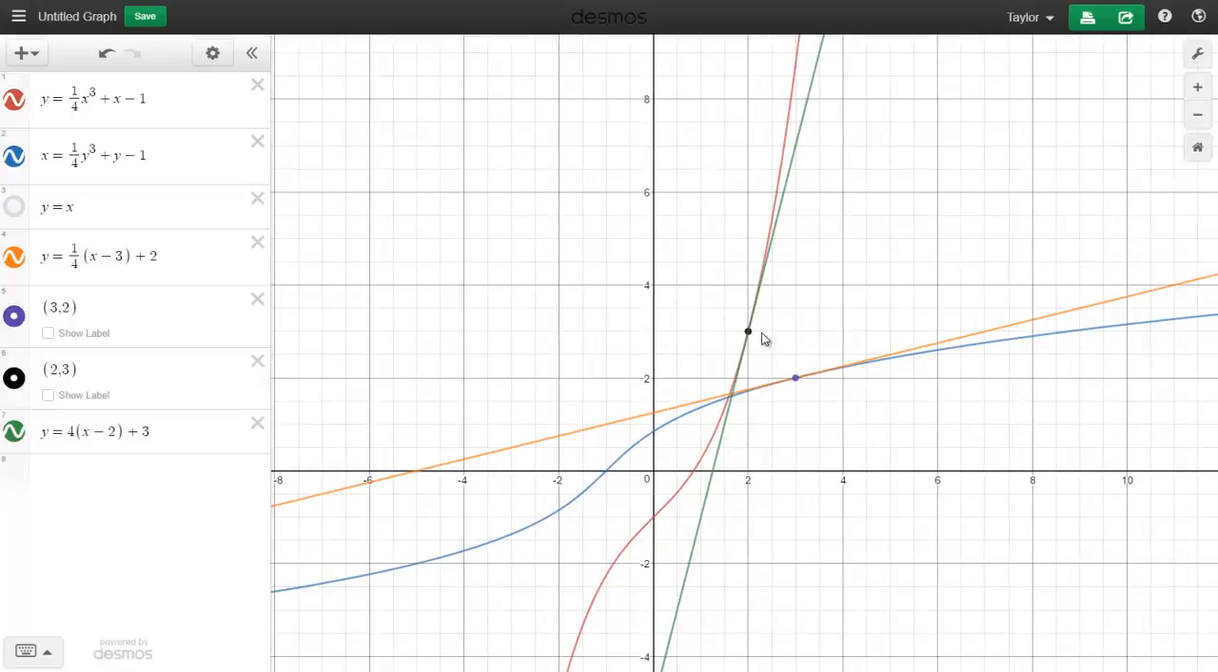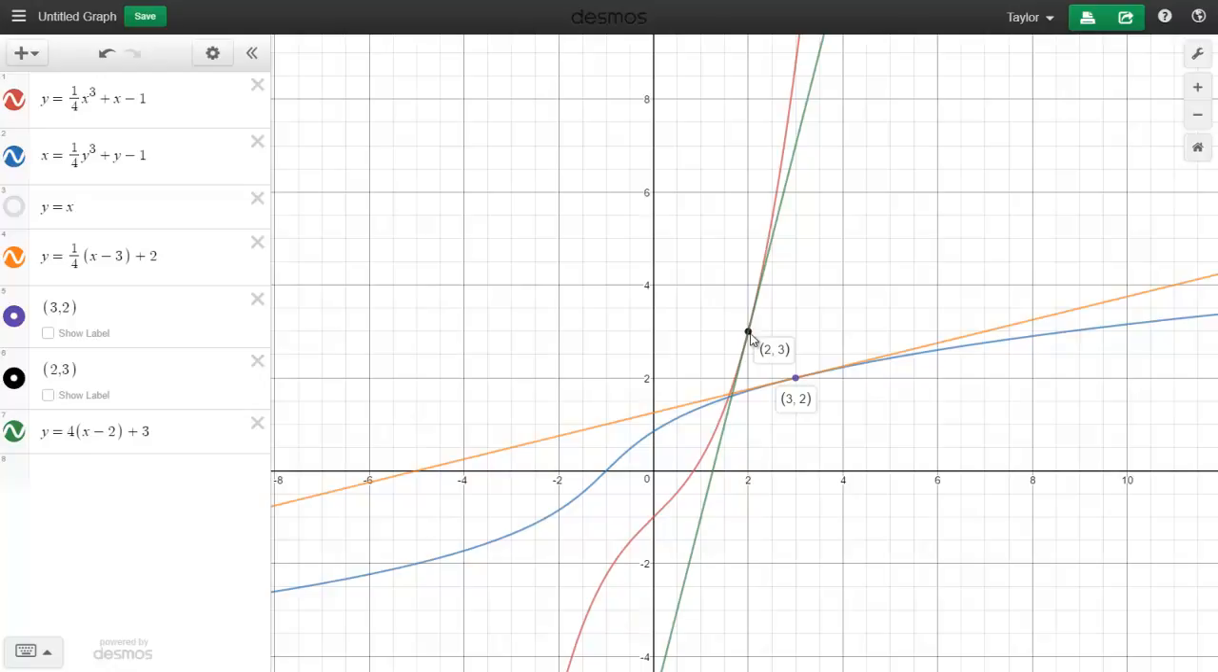It worked out. So at this point, the slope is 4. That's my original function. At this point, the corresponding point on the inverse function, so this blue curve is my inverse function, you reverse the x and y coordinates. That's the corresponding points on both of those. Okay? The slope here at the purple point is 1/4. The slope here at the black point is 4.